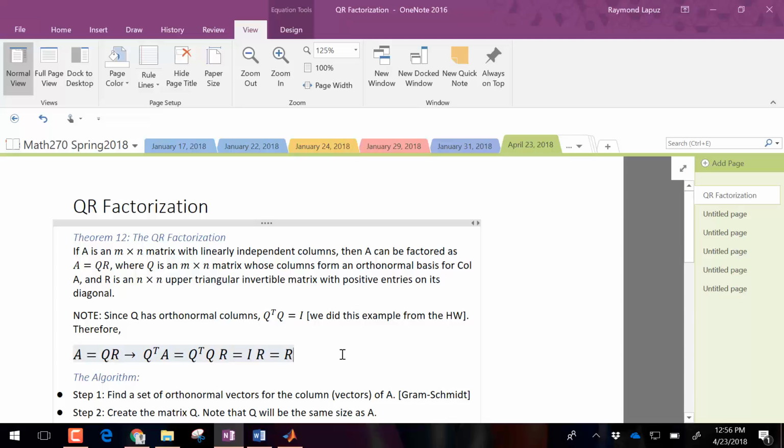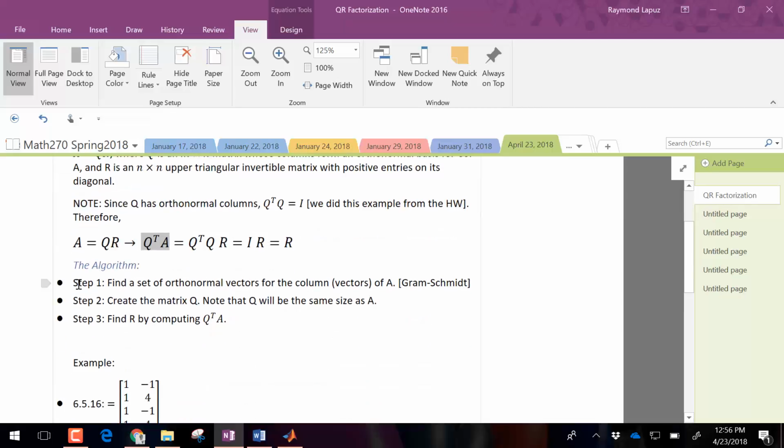So we're going to find the Q matrix by creating an orthonormal set of basis vectors for the column vectors in your matrix. And then we're going to find R by multiplying A by the inverse of Q, or the transpose of Q, on the left side. And that's how we're going to get R. So here are the steps. You find a set of orthonormal vectors for the columns of A, and then create a Q matrix, and then find Q transpose times A to get your R. Okay?